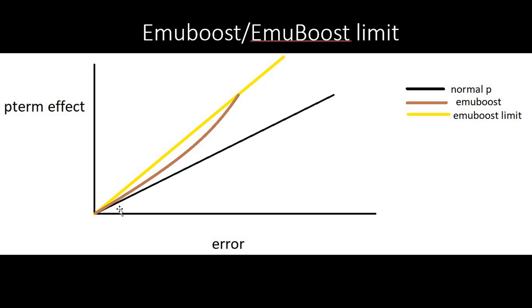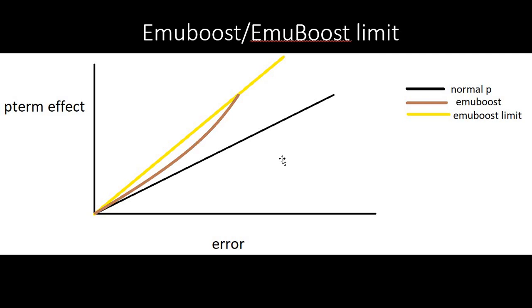And so here, if you just had normal P, it would be like this black line, just linear, just follows up there. If you have some Emuboost enabled, you actually get this non-linear, kind of exponential curve that will increase your P-term as the error increases. But then wherever the Emuboost limit is set to, the P-term will stop at that point and continue along that line. So that brownish line, so your P-term will follow that brownish line and then go to the yellow line if you're using Emuboost.